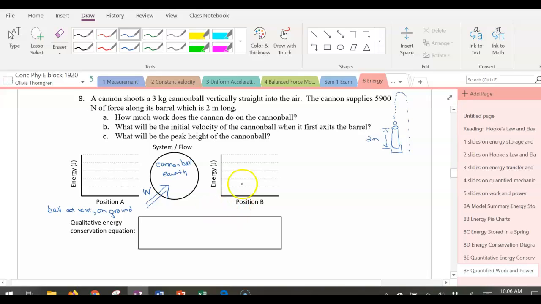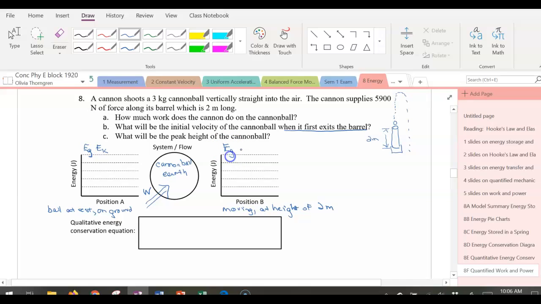And then when we look at it again, and I'm going to do this for question B, it says when it first exits the barrel, so it is moving and it's at a height of 2 meters, right? That's where it exits the barrel. So there really is no mechanical energy in this cannonball when we first look at it. It's on the ground, so there's no EG. It's at rest, so there's no kinetic energy.